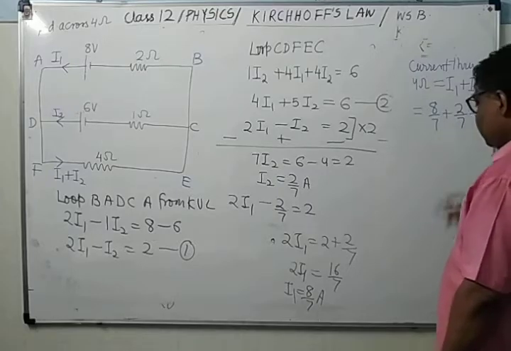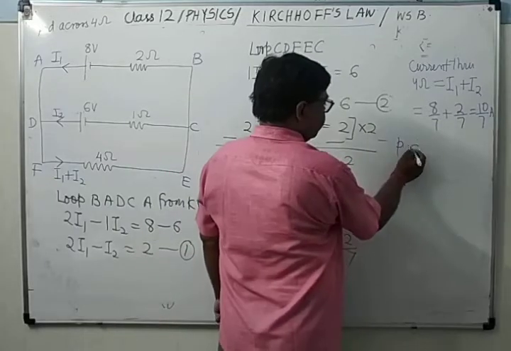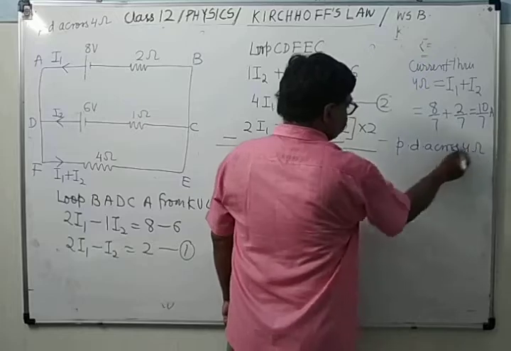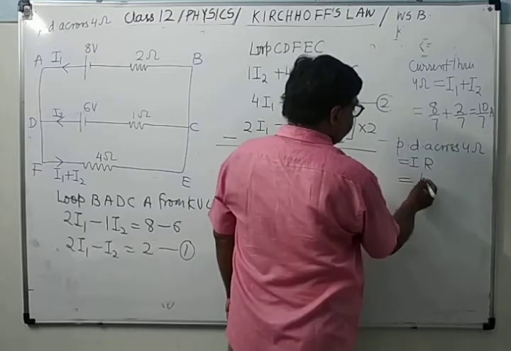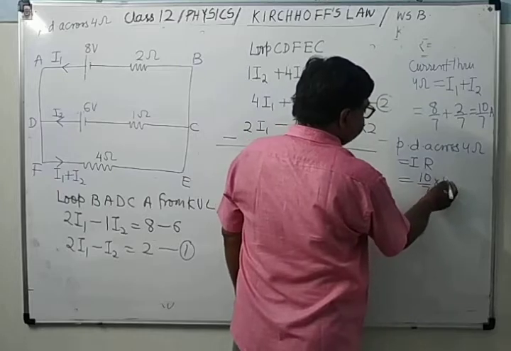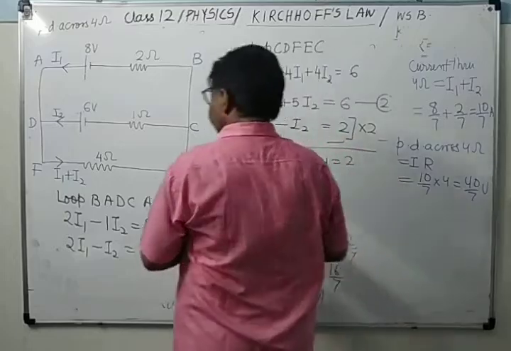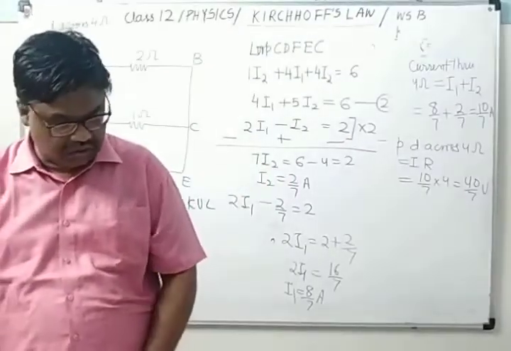Here, the current is this. So what is the potential difference? Potential difference across 4 ohm. So potential difference is I into R. I you have calculated as 10 upon 7. R is 4, that is equal to 40 upon 7 volt. 40 upon 7 volt. So this way you will do.